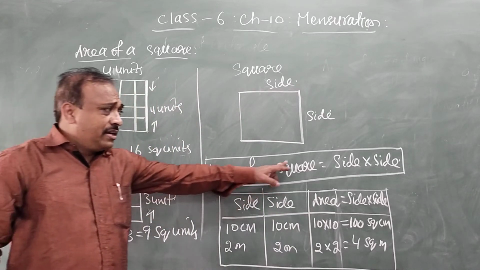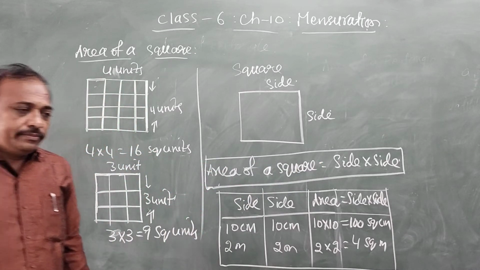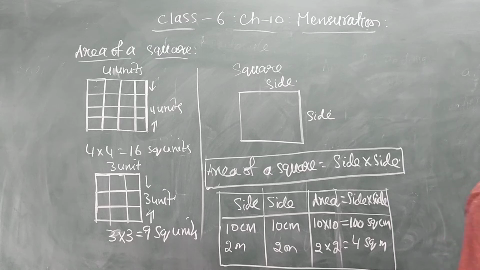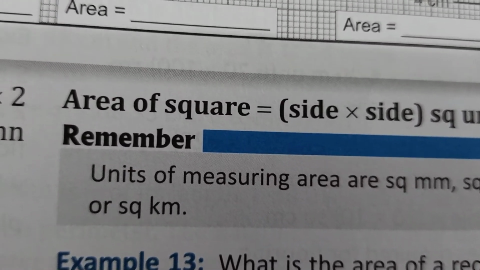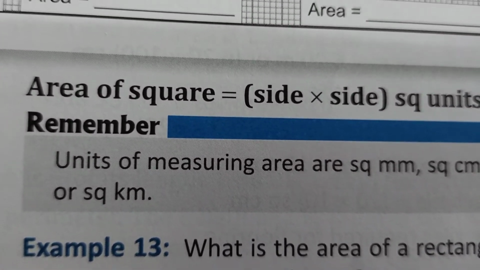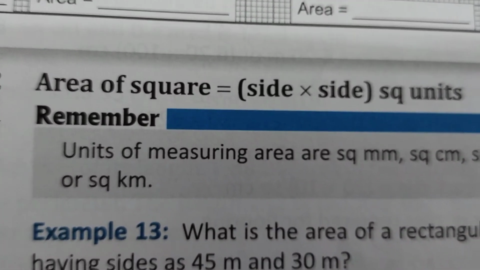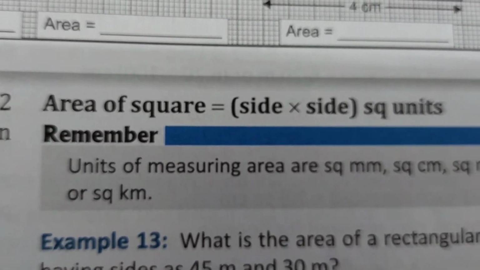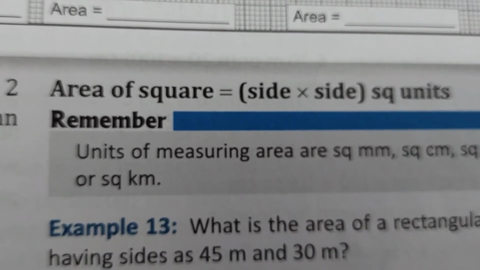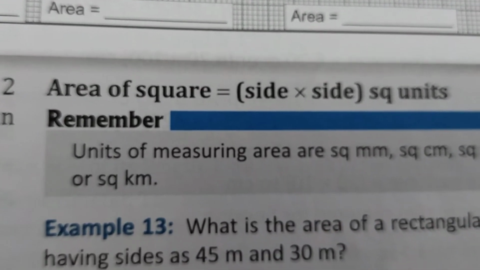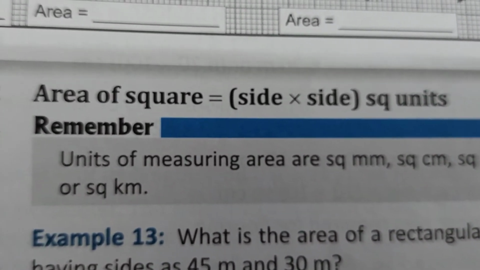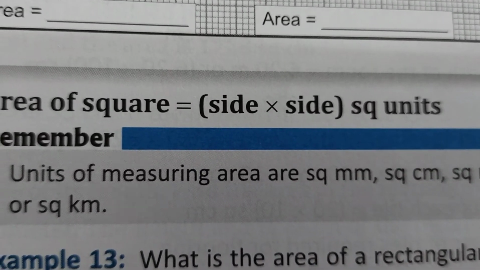So what is the area of the square? Side into side. You can see here, area of a square is equal to side into side square units. Always remember, units of measuring area are square millimeters, square centimeters, square meters, or, if it is kilometer, square kilometer.